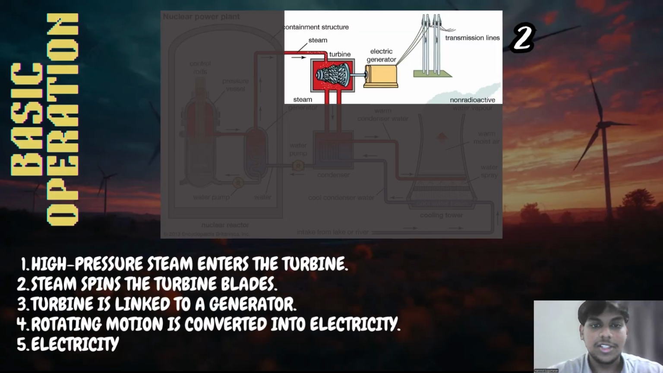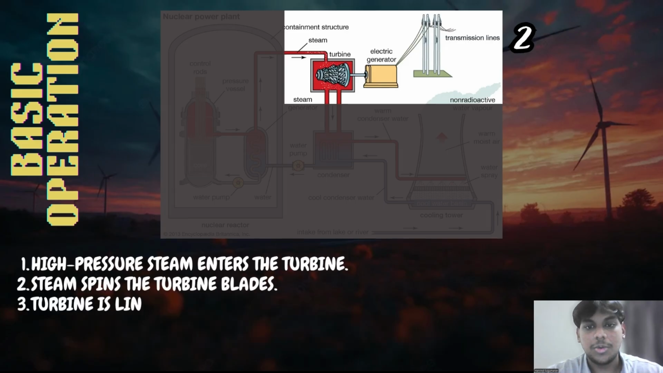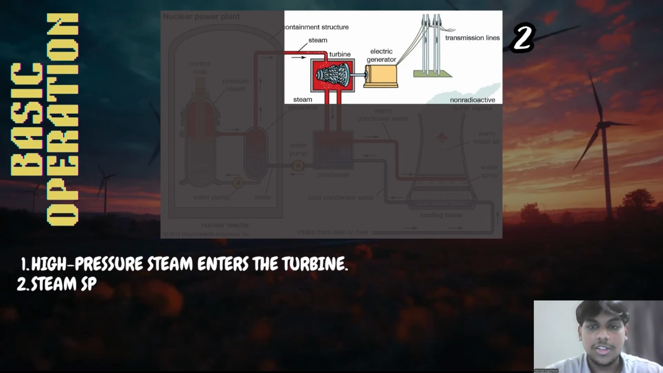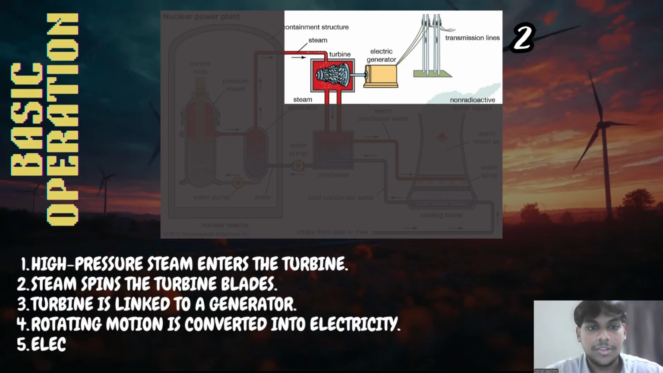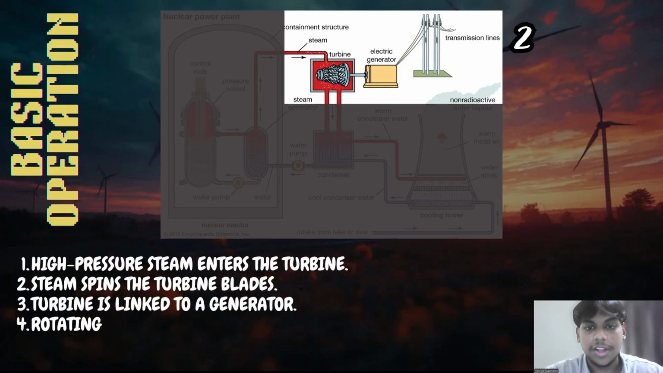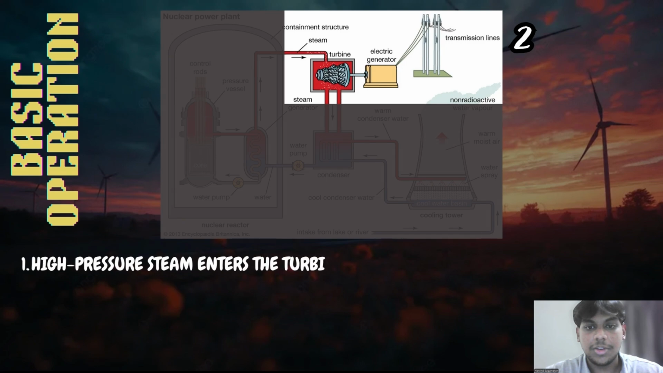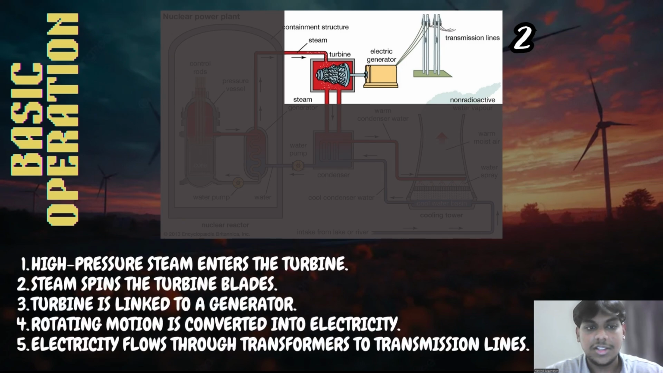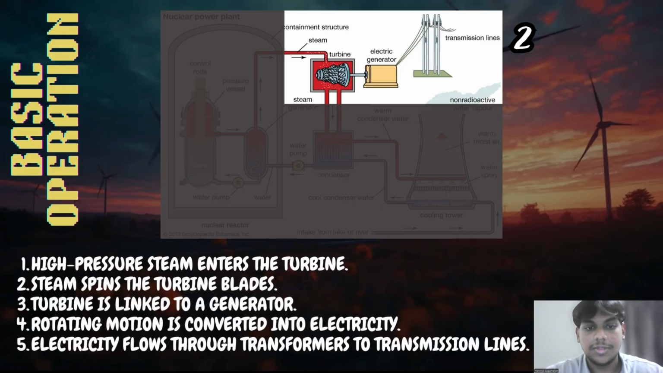Now I'll be explaining about the steam generation and electricity production. The heat carried by the coolant is transferred to water in a steam generator or is used directly to boil water inside the reactor. This creates high pressure steam that is directed towards a turbine. The force of the steam rapidly spins the turbine blades, converting thermal energy into mechanical energy. The turbine is connected to a generator, and as it rotates, the generator converts the mechanical motion into electrical energy. This electricity is then sent to a transformer and the power grid.